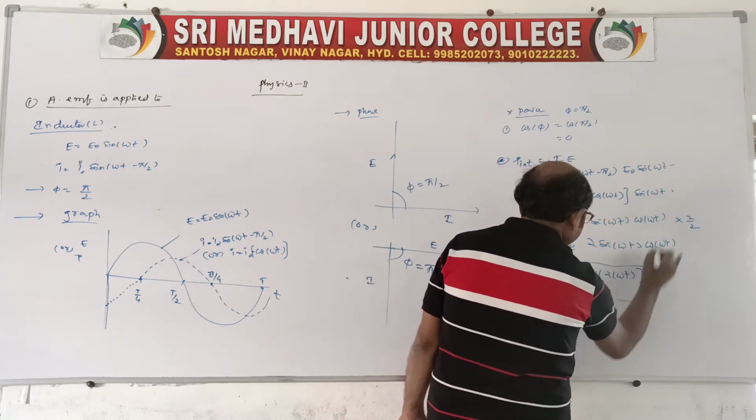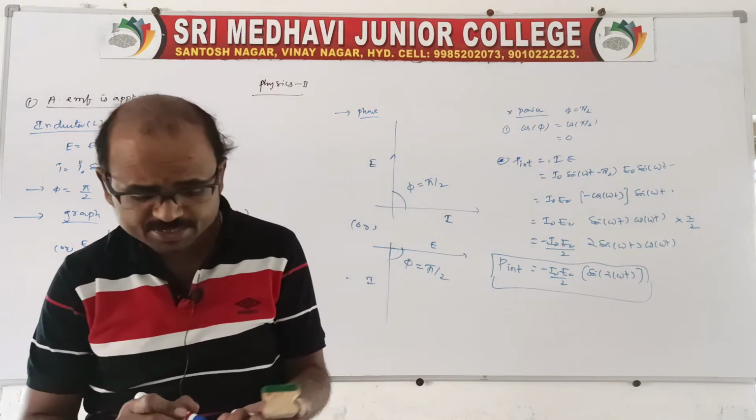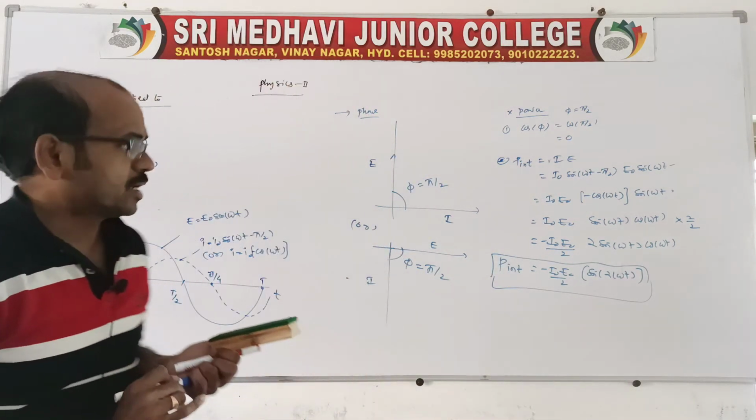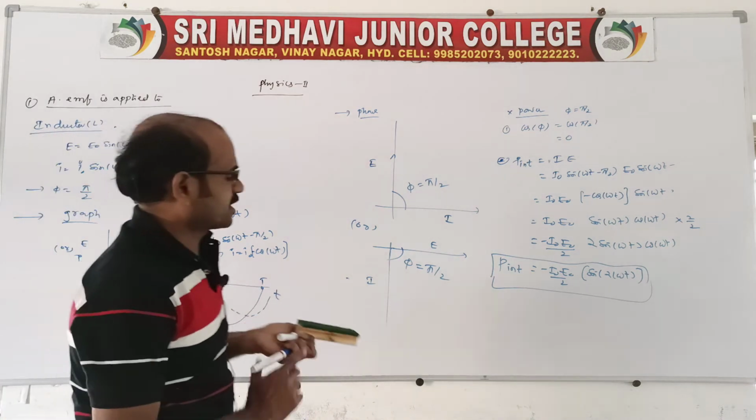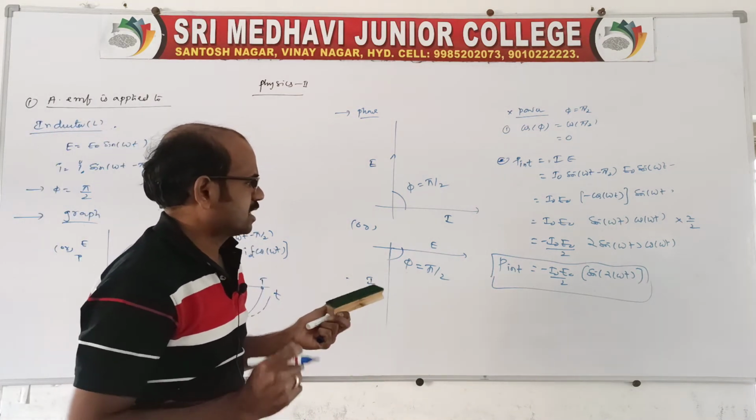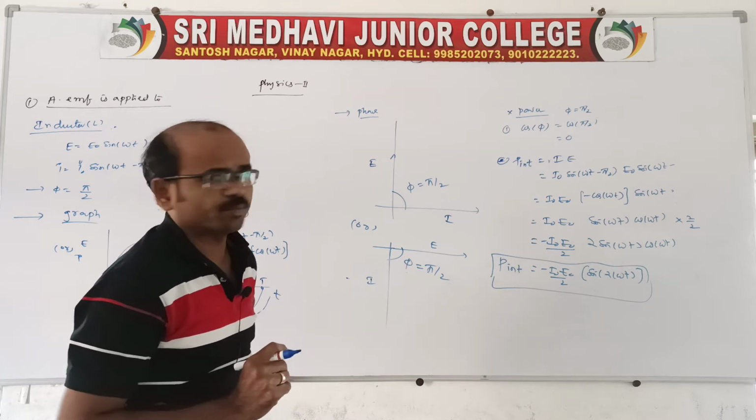Instantaneous power in the case of an inductive circuit: for an inductive circuit we can say instantaneous power is equal to minus I naught E naught by 2 sin 2 omega t.